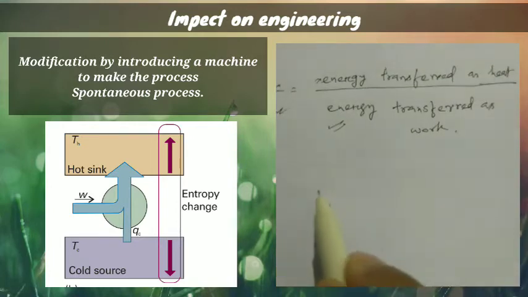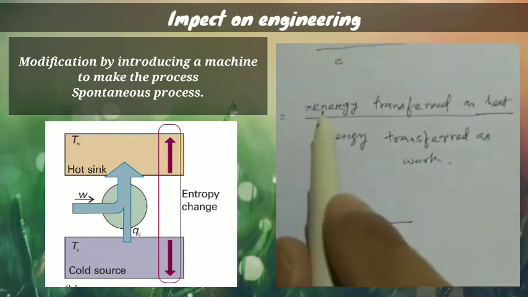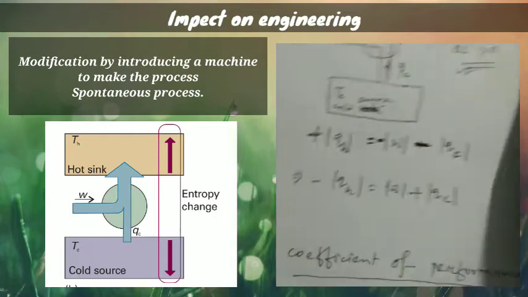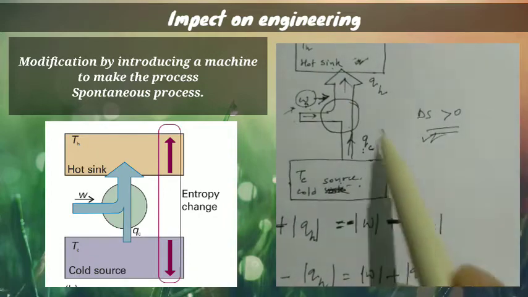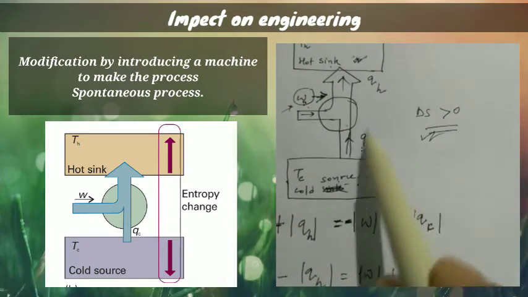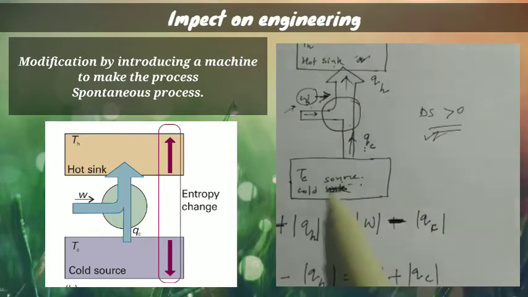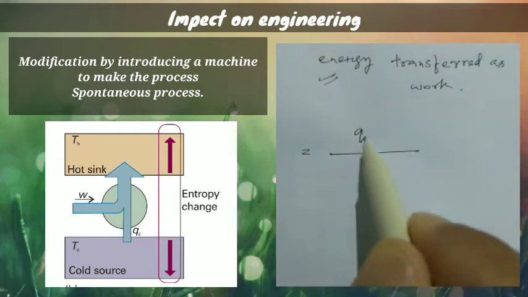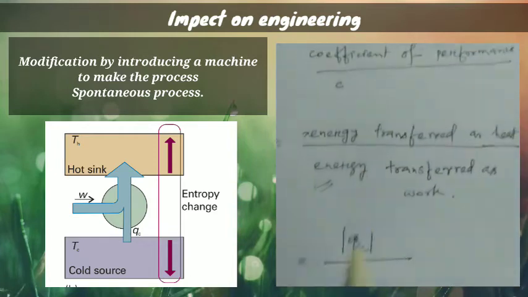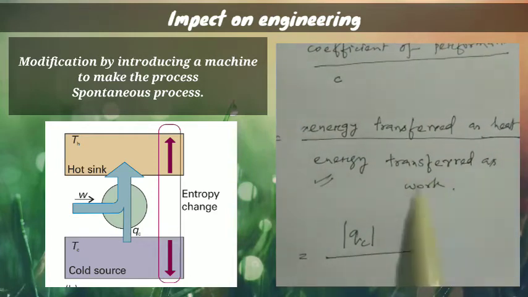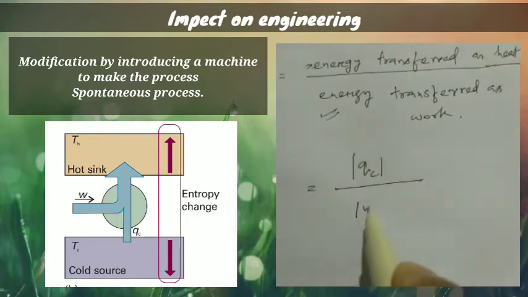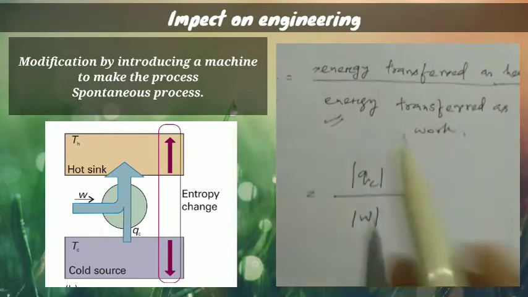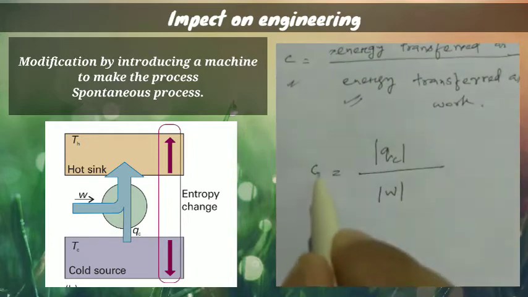So here it is energy transferred as heat. How much energy is transferred as heat? QC amount of heat, which we remove from that cold source. And how much work do we have to do? Let's suppose we have to do W amount of work to remove QC amount of heat from that cold source. So it is your performance.